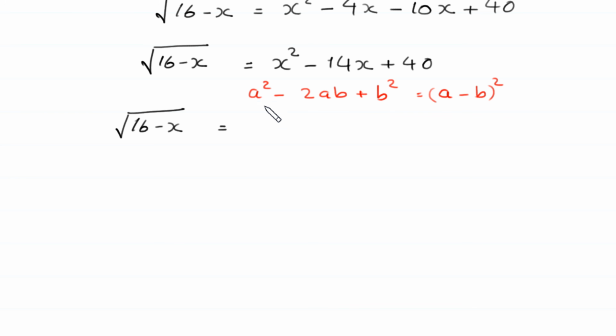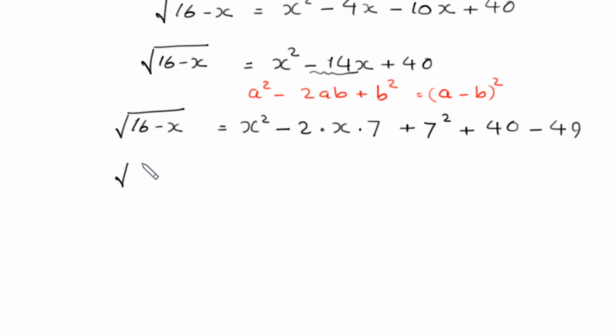So we write this x squared. This negative 14x can be written as negative 2 times x times 7. So to complete the square, we add 7 squared here plus this 40, and because we have added here 7 squared, meaning 49, we subtract 49 to balance the expression.